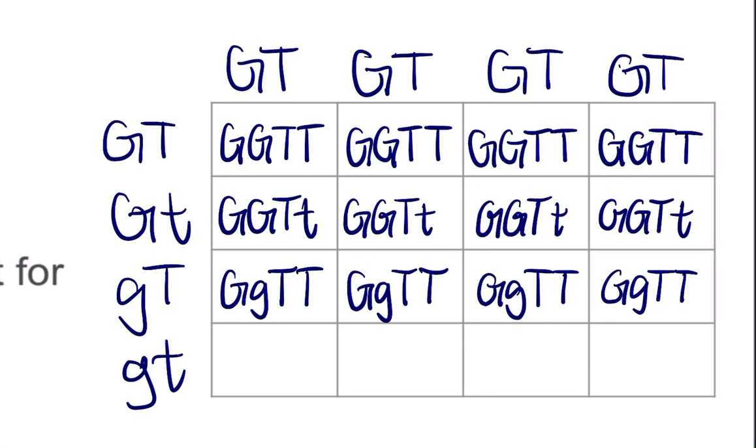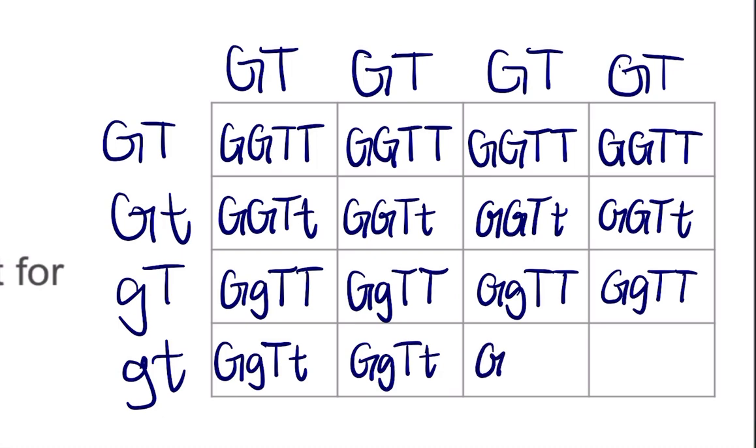And then this one's gonna look different as well because we've got a little g and a little t, but again, we're still using this all the way across. So it'll result in a big G, big T, little t. Take that all the way across.